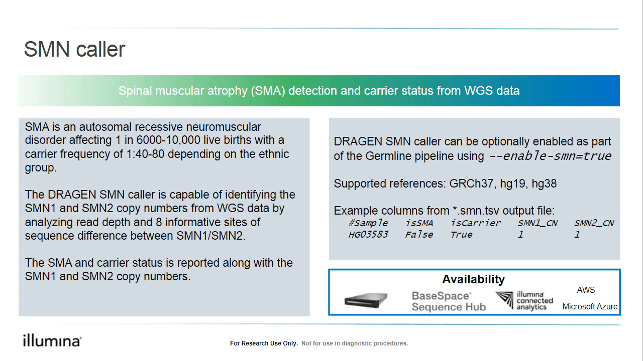You can see that, again, today it's available for whole genome data, and you can simply turn it on by using the enable SMN equal to true command line option. It's available for these 3 references. So these are typically the 3 references that you would use. And then you get an output file that gives you whether your SMA is true or false. It tells you your carrier status, and it also tells you the copy number for SMN1 and SMN2.